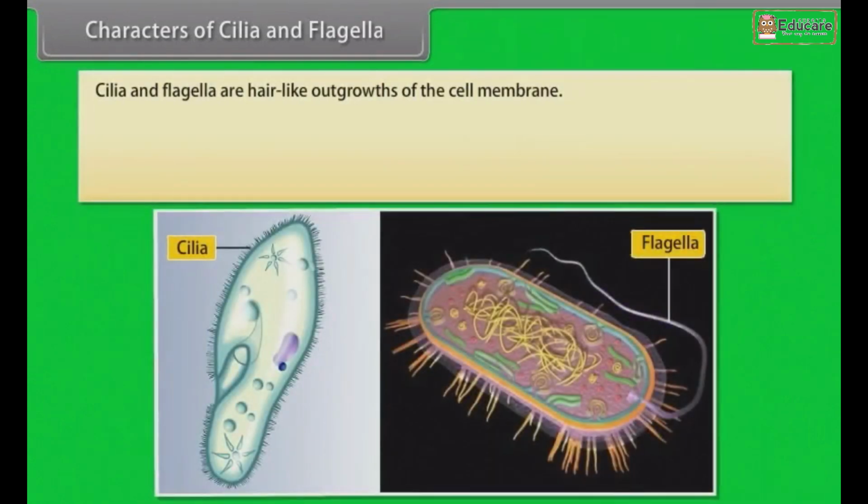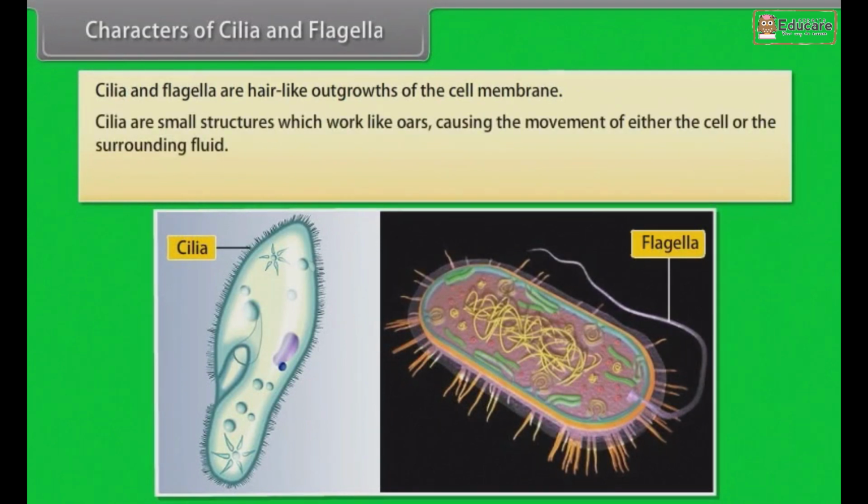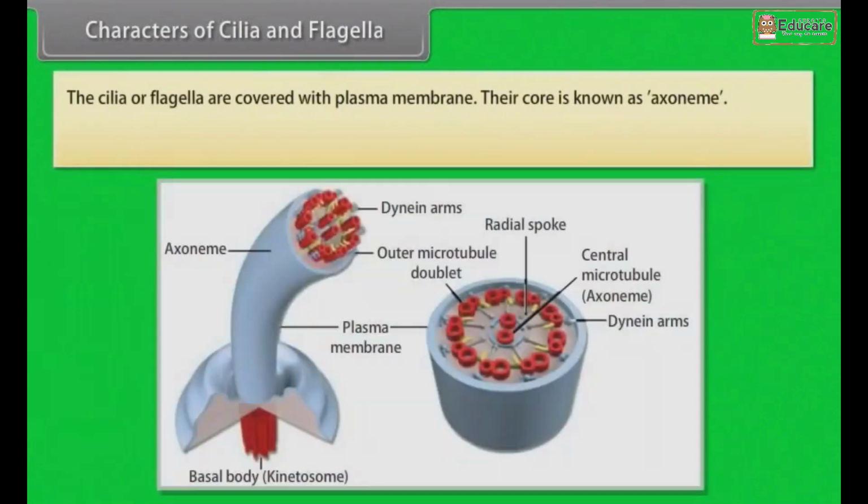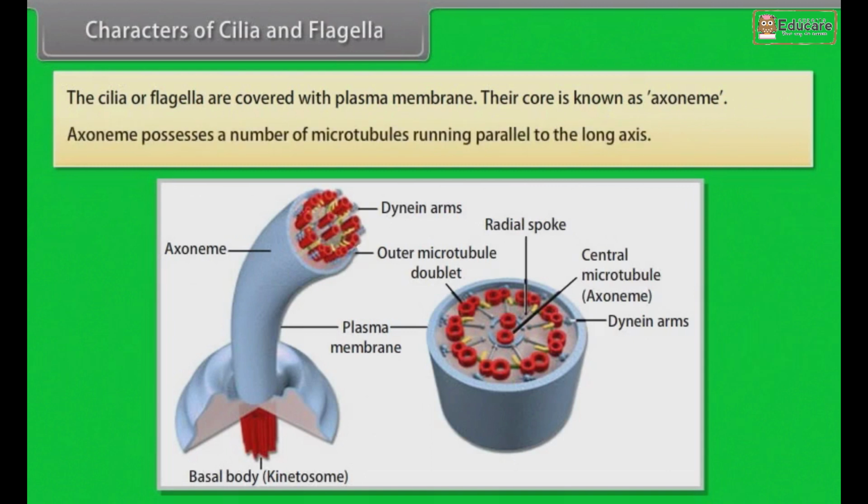Cilia and flagella are hair-like outgrowths of the cell membrane. Cilia are small structures which work like oars, causing the movement of either the cell or the surrounding fluid. Flagella are comparatively longer and responsible for cell movement. The cilia or flagella are covered with plasma membrane. Their core is known as axoneme. Axoneme possesses a number of microtubules running parallel to the long axis.